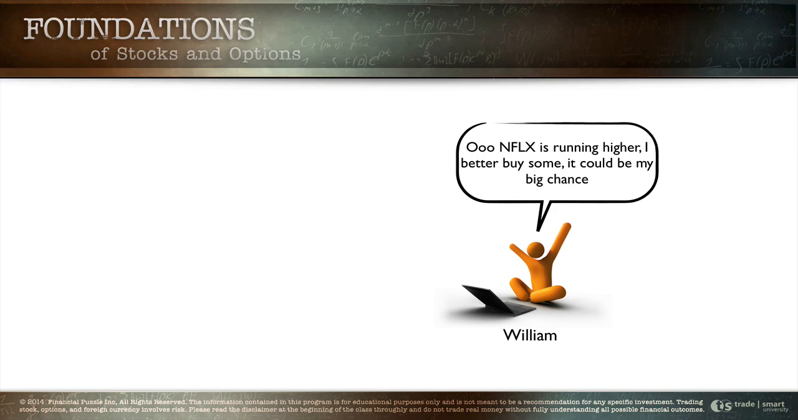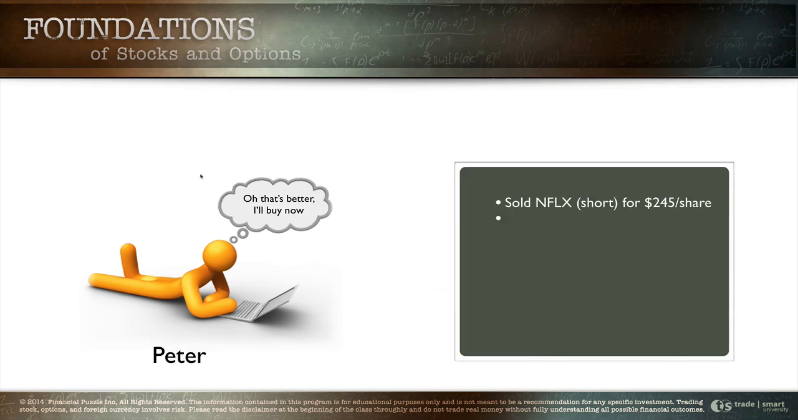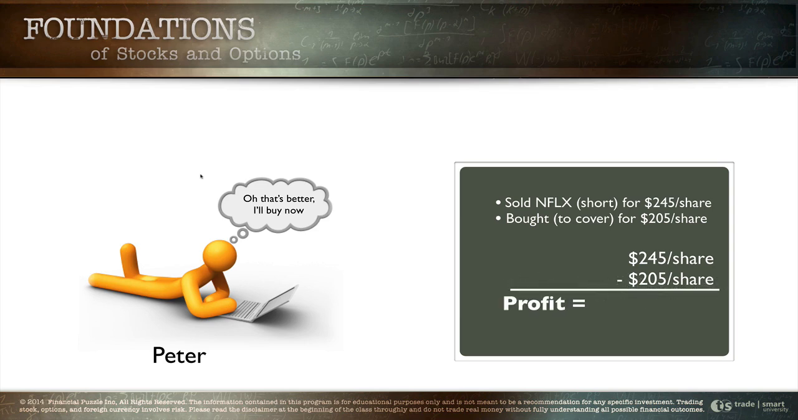William's on the other end. Ooh, Netflix is running higher. I better buy some. It could be my big chance. Fear of loss of opportunity. Peter, that sucker, he was willing to buy my Netflix for $245 a share. Now, the truth is, Peter has no idea that William did the deal, but here's what happened on paper. Peter sold his Netflix for $245.